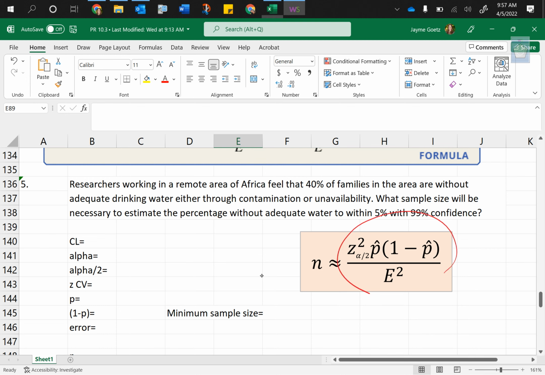So here's the formula that they gave me. From this z sub alpha over 2, I know I need a confidence level, an alpha, and an alpha over 2 to get my z value. Then I need my p hat value, and a place for 1 minus p hat, and then I also need an error. That's where I got this, just from this formula.